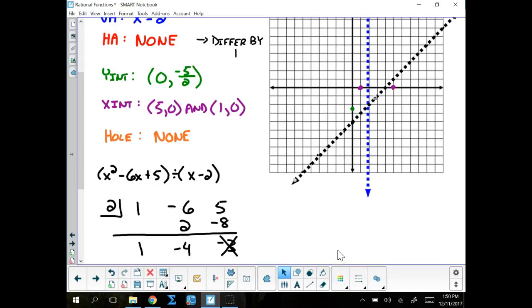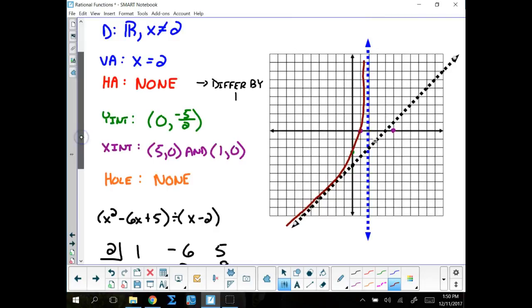Okay. Do I have 2 zones, right? Left side and right side of my vertical asymptote. Do I have enough points on the left side of my vertical asymptote? Yeah, I would say so too. It's going to come in along the slant asymptote, go up, hit those 2, and then go off to infinity and beyond. Okay.